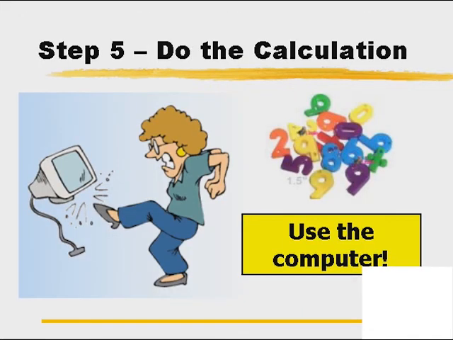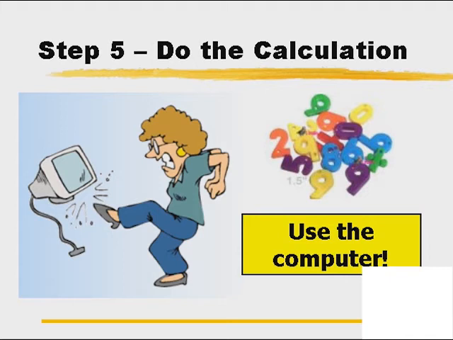So step number 5 is to do the calculation. Now, 99.9% of the time you're going to use the computer. 99.99% of the time I use the computer. And when you have thousands of people who are involved in your study, the only way to do it without making sure that your hair grows white and your beard grows white and you get to see your children before they graduate from college is to use the computer.